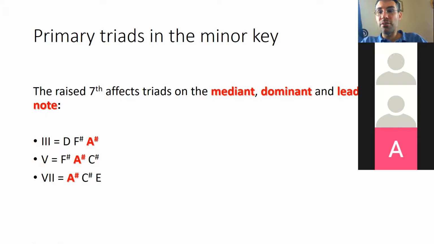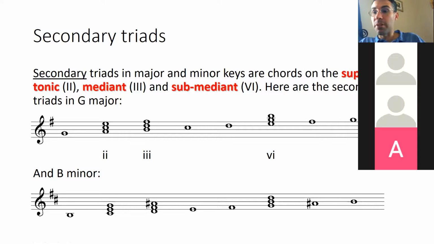The raised 7th of the minor key affects 3 of the triads in a minor key. The mediant means 3. So the chord on number 3, the 3rd note, the dominant, that's chord 5, and the leading note chord. So if we were to take the B minor scale, chord 3 starts on the 3rd note of B. B, C, D, right? So there's the D. A 3rd higher than that is F sharp, and a 3rd higher than that has the 7th note of the scale in it, A sharp. The dominant has F sharp, A sharp, which is the 7th note of the scale, and C sharp. And the leading note starts on the raised 7th, A sharp, C sharp, E. Okay. So those are the primary triads.